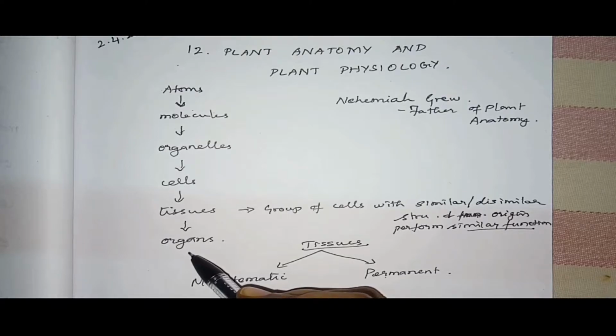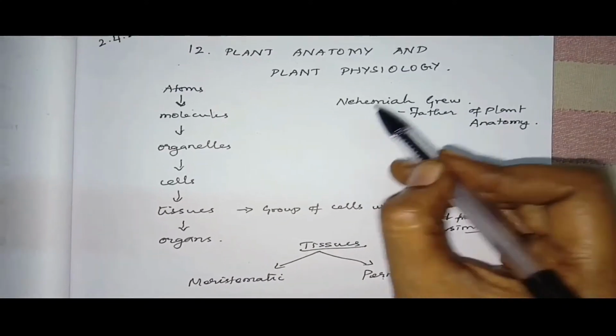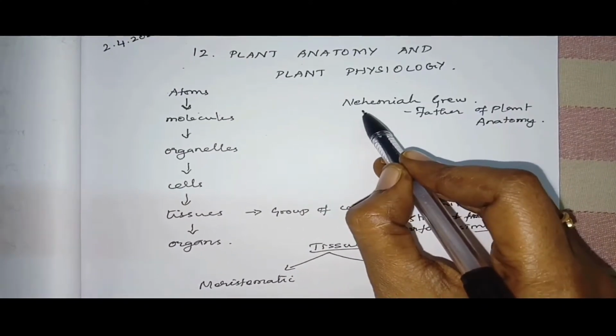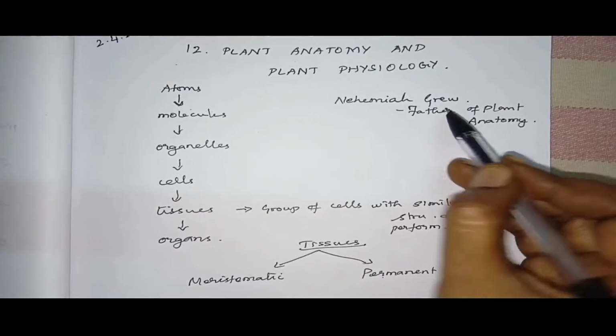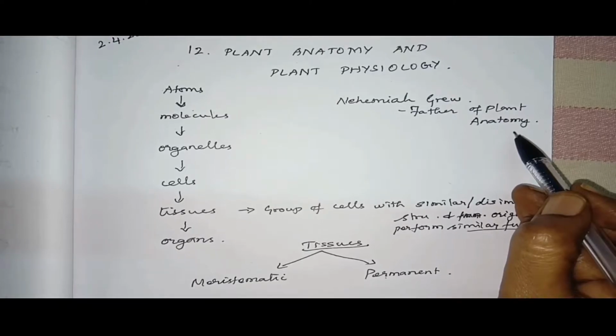The internal structure of plants was first studied and published by an English physician, Nehemiah Grew. He is known as the father of plant anatomy.